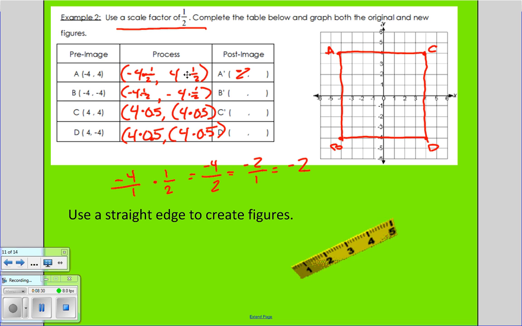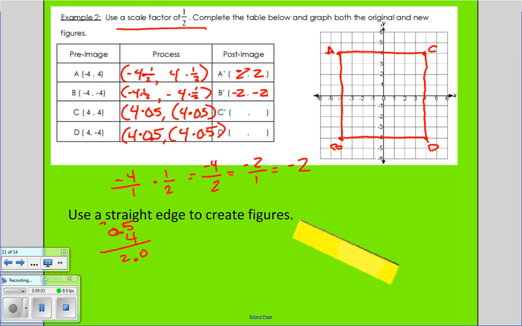And obviously this is just the positive side, so this is going to be +2. Then we have -2, -2. If we do 4 times 0.5, we end up with 2. I put the decimal in the wrong spot there. So we end up with 2 here also. So this is going to be 2, 2, 2, -2.